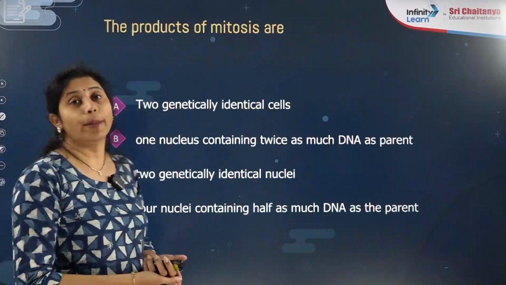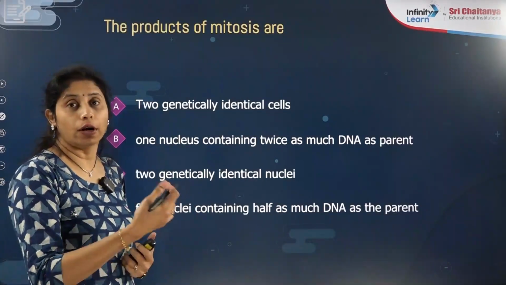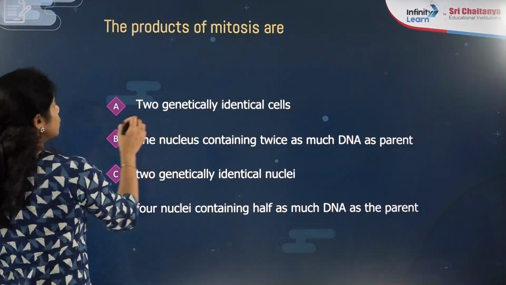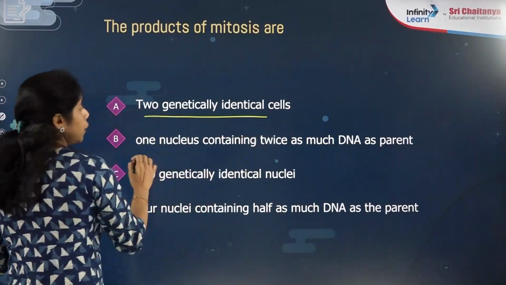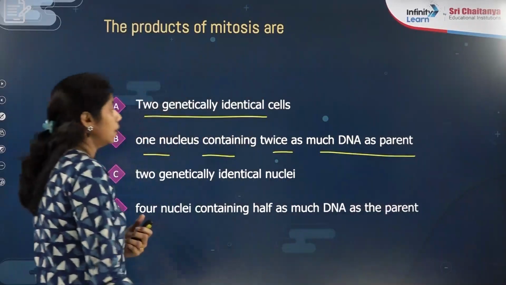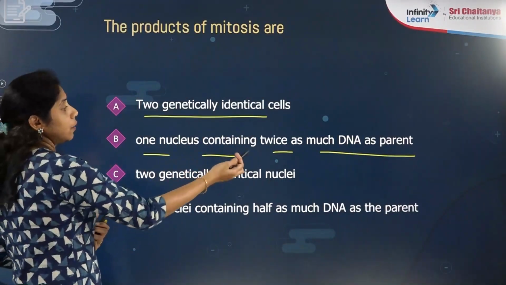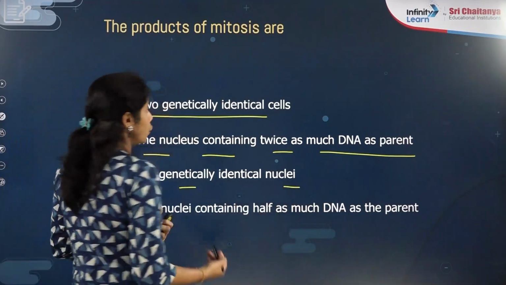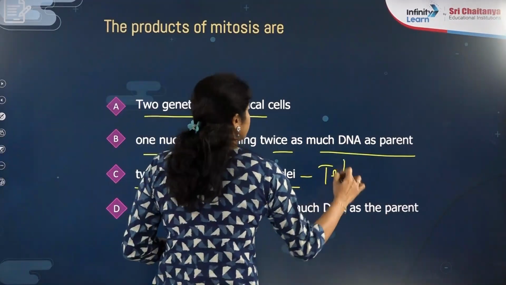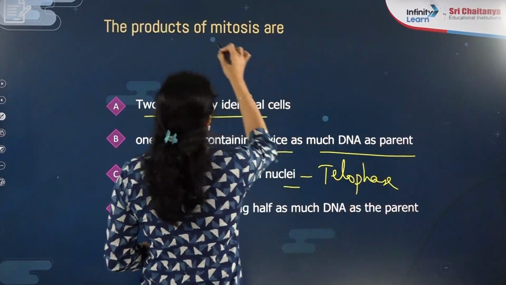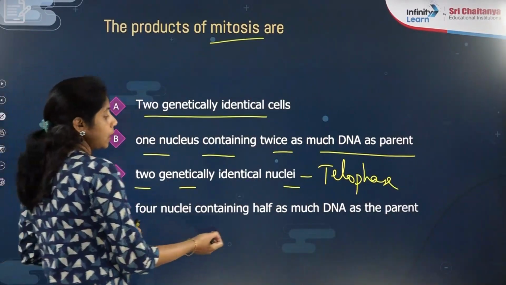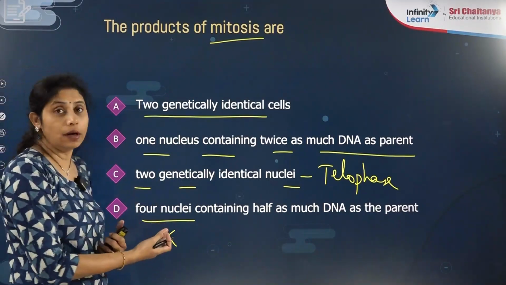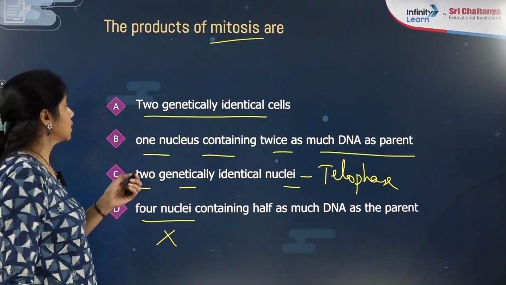Next one. The products of mitosis are. What are the products that we have got by the end of the mitosis? Two daughter cells are there, which are identical in all aspects. So two genetically identical cells; one nucleus containing twice as much DNA as parent, that is not there in this. Two genetically identical nuclei. Nuclei will be formed only at the end of the telophase. But the question is asked about the mitosis end products. Four nuclei containing half. Four nuclei are never formed in the mitosis, because four nuclei will be there in the meiosis, not in the mitosis. So for this question, the correct answer will be A.